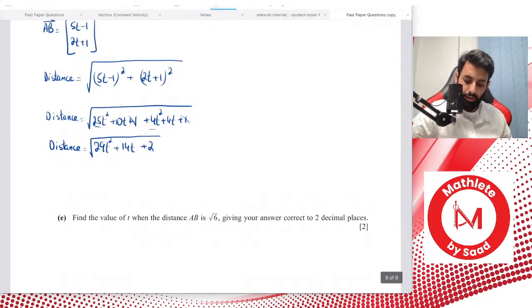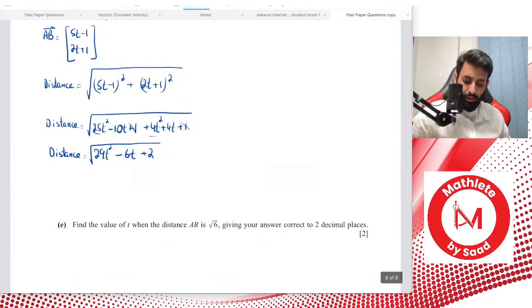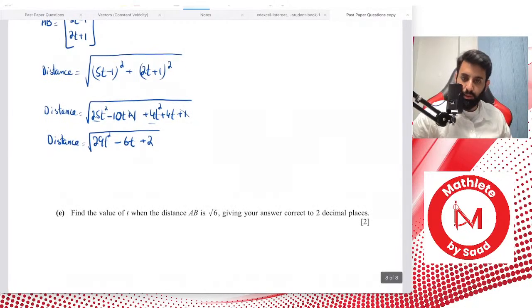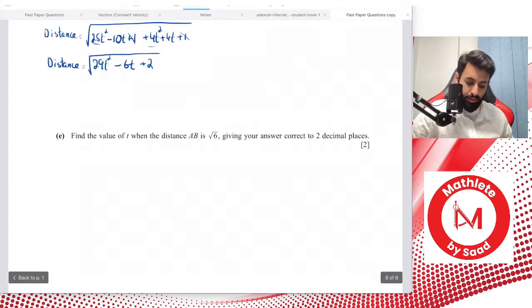Okay, yeah, you're right. This is going to be minus 10t. So minus 10t plus 4t is going to be minus 6t. Let me just double check. So 25t square minus 10t plus 1 plus 4t square plus 4t plus 1. Yep, so far so good. So minus 10 plus 4 is minus 6. Yeah, that's correct. Okay, thank you for pointing that out.